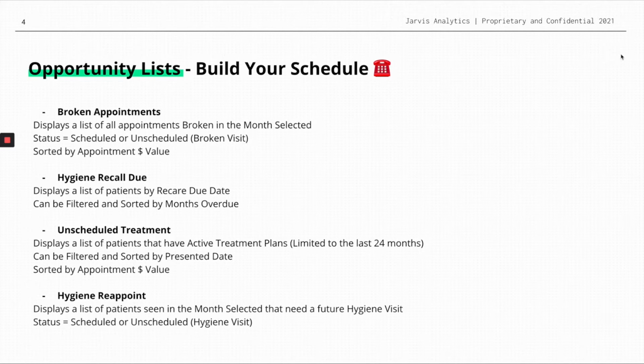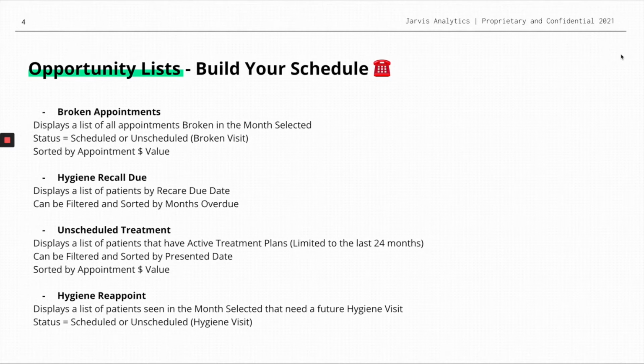The hygiene recall due list displays a list of patients by recare due date. You can apply this filter to identify patients that are overdue by certain month criteria. For example, you could sort this list to patients overdue by 3 to 6 months to identify patients who have recently been in your practice but are now overdue for their appointments.